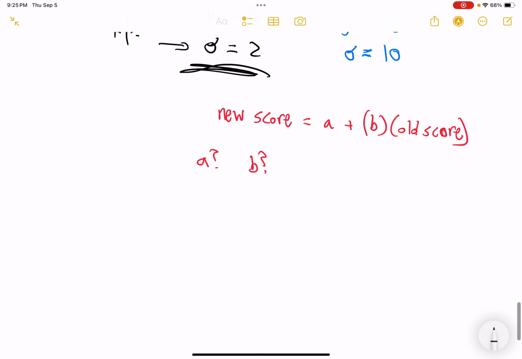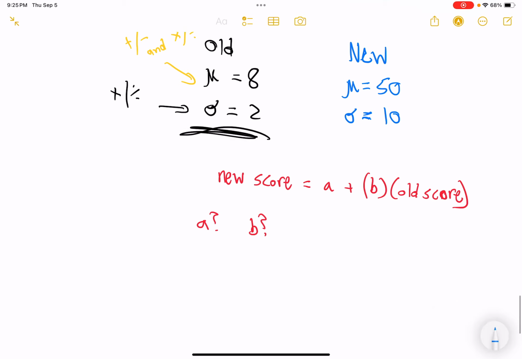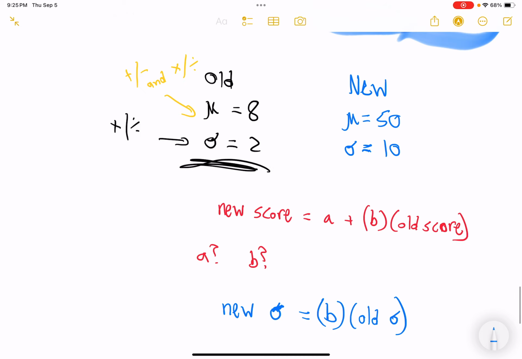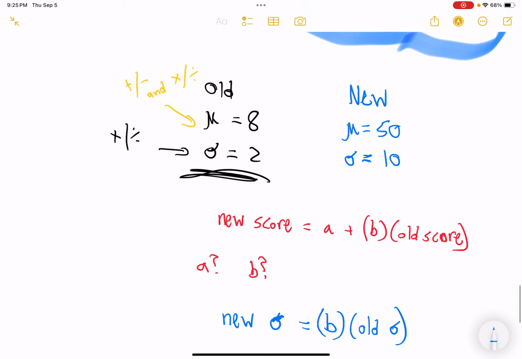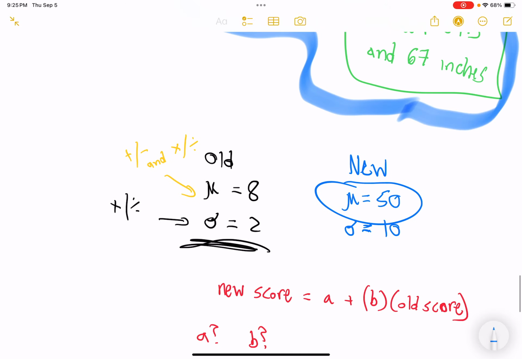So the way we would start is by setting up the following idea. We know new score equals A plus B times old score, but because A can't impact our standard deviation, we should say new standard deviation equals B times old standard deviation. And this should make good sense, because we don't have to worry about whatever A is for standard deviation. It won't impact our standard deviation. And now we just solve this. Our new standard deviation is 50. So 50 equals B times our old standard deviation.